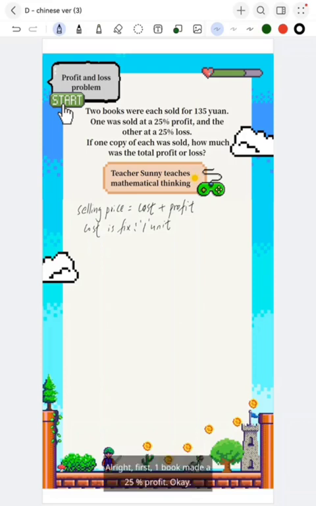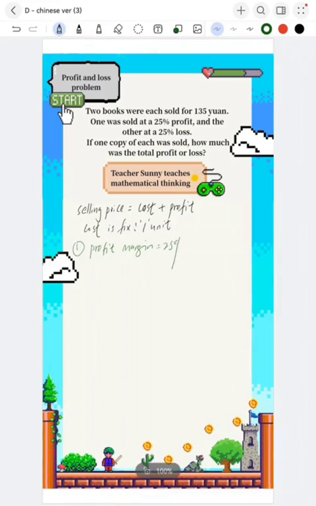Alright, first, one book made a 25% profit. There are two books, right? One made a profit and one made a loss. So for the first one, how much did it make? Its profit margin is 25%.